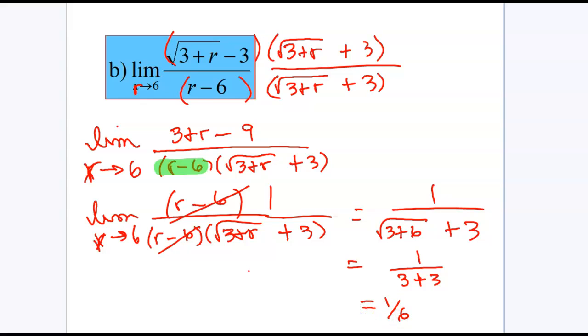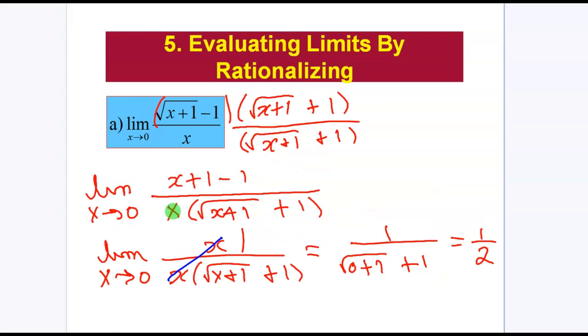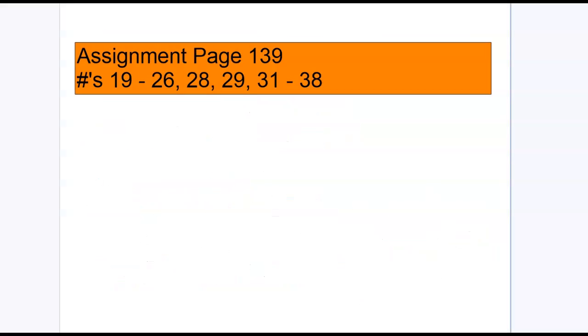So again, multiplying by the conjugate is an easy kind of question to see because you're going to have a binomial that has a radical contained in it. Okay, so that ends the second part of evaluating limits algebraically. So there's some questions for you to try. Give those a whirl and see how you do.